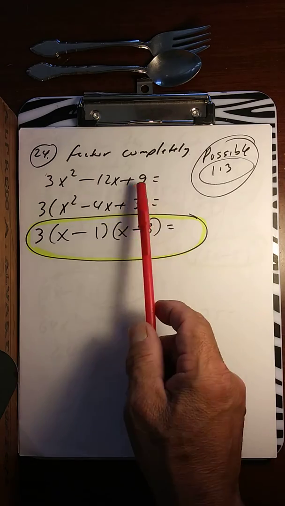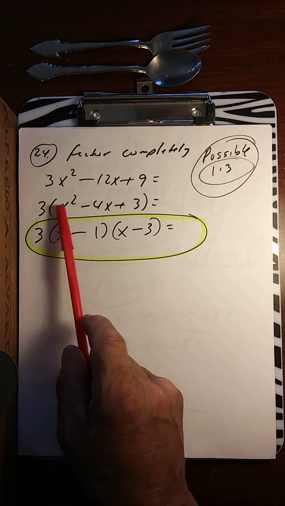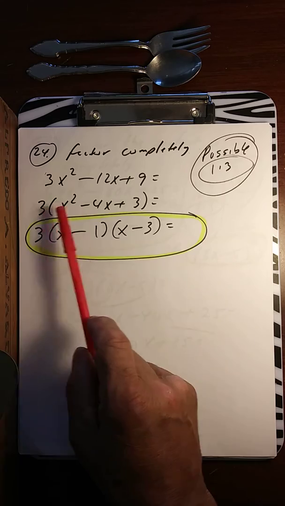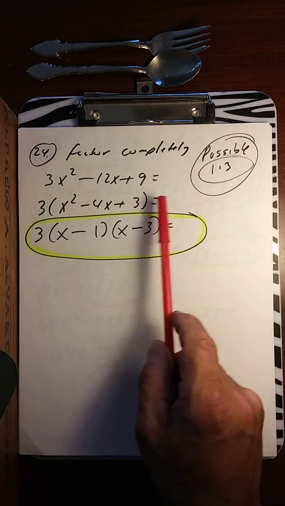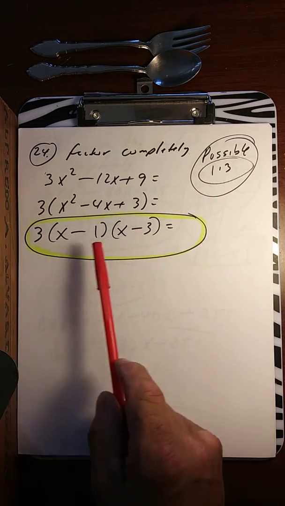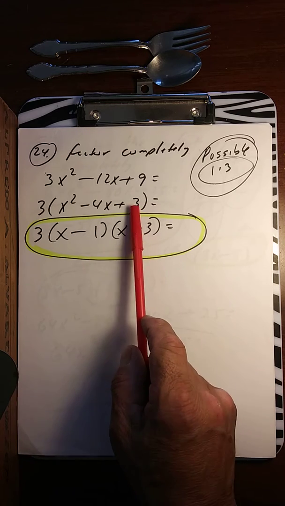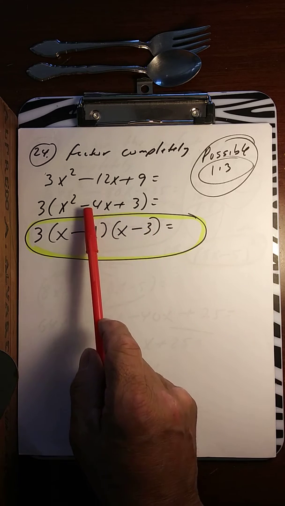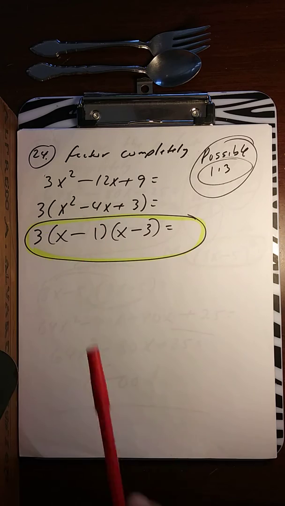Just using that formula, difference of squares. Factor completely. First, take out the greatest common factor, which is 3. 3 times that is this one. 3 times that is 12. 3 times 3 is 9. Now, this one here factors 1 times 3. So 1 and 3. Negative times a negative is a positive, and negative 3 and negative 1 is negative 4. And x times x is x squared.